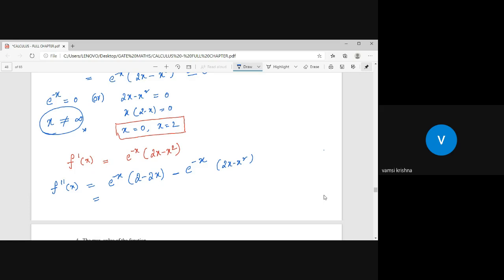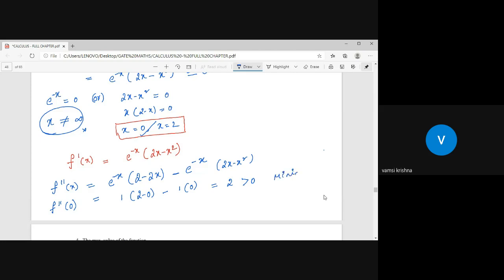Okay, e power minus x. So this is the thing I got. Sir, let us substitute the roots. If I substitute the first root, that is f double dash of 0, so e power 0 it is 1, 1 into 2 minus 0. Minus this is also 1 into, I think it's totally 0. So finally I got the answer as 2. Sir, 2 is positive, 2 is greater than 0. 2 is greater than 0 means this function has minima.